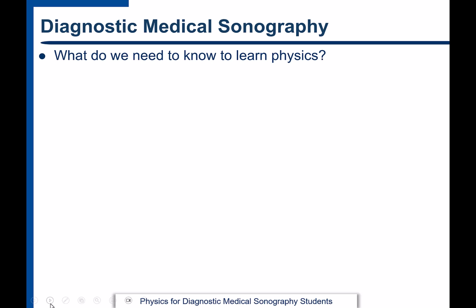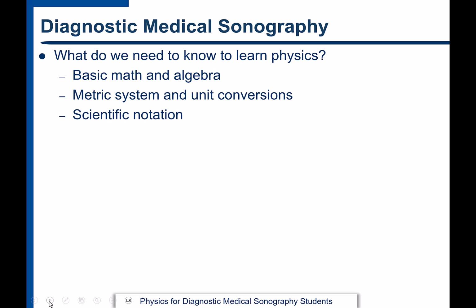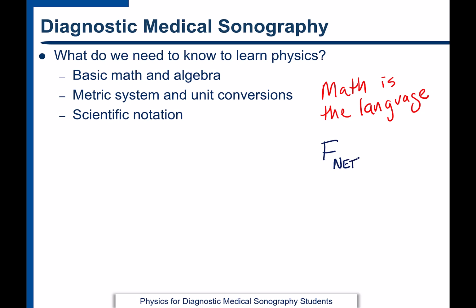Now, to understand physics, we actually have to understand something else, and you probably know what it is. That is math. Math is the language of physics. Math is how we actually communicate a lot of what we learn in physics. For example, one of the laws that we're going to learn is Newton's second law. Newton's second law says the net force on an object is equal to the mass times the acceleration. So that's an example of how we use an algebraic expression to represent a physics law.